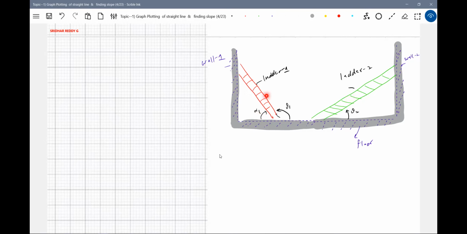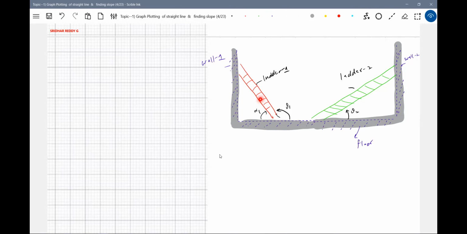They're leaned against the wall. So this orientation is different, this angle is different. I have to express it. So what is the slope of this ladder? I said tan theta 2. What is the slope of this ladder? Minus tan alpha 1. Why negative? Because alpha 1 is measured clockwise. Very simple. Or tan theta 1.